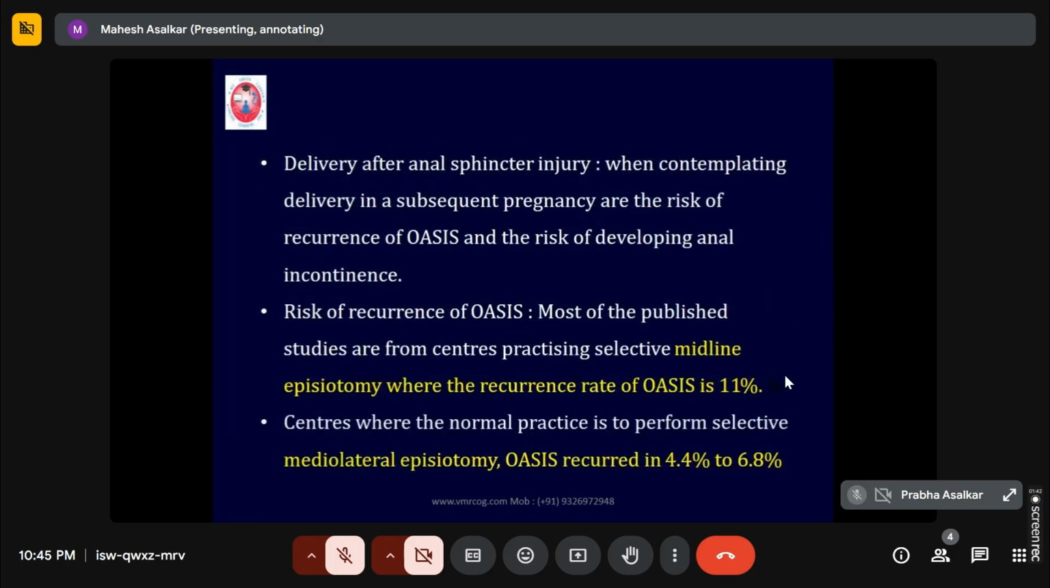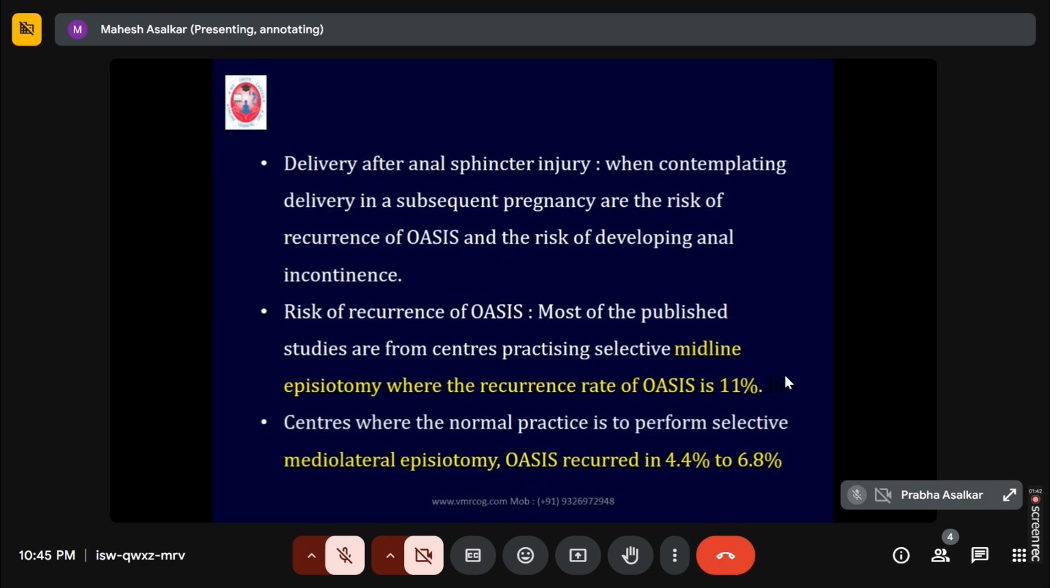Okay, delivery after anal sphincter injury. When contemplating delivery in a subsequent pregnancy, the risk of recurrence of obstetric anal sphincter injury and the risk of developing anal incontinence are important. Okay, risk of recurrence of OASIS. Most of the published studies are from centers practicing selective midline episiotomy, where the risk of OASIS is around 11%. So if it is a midline episiotomy, the recurrence risk is high, 11%. While where there is a normal practice to perform selective mediolateral episiotomy, the OASIS risk is less, 4.4 to 6.8%. So it depends what type of episiotomy you practice.